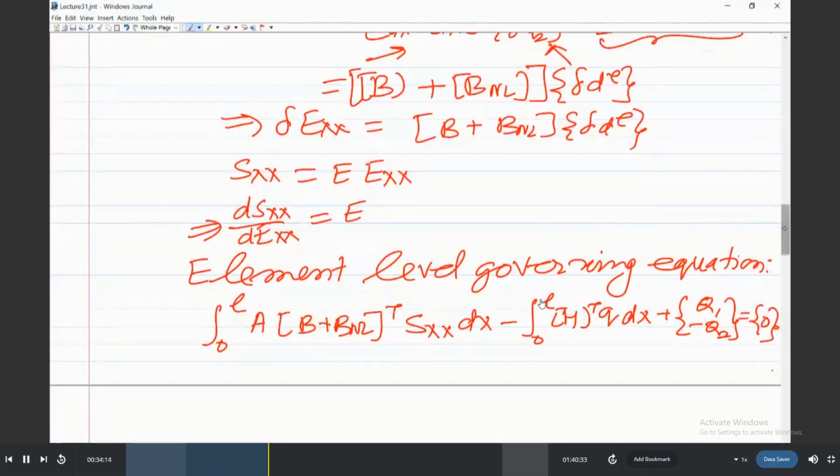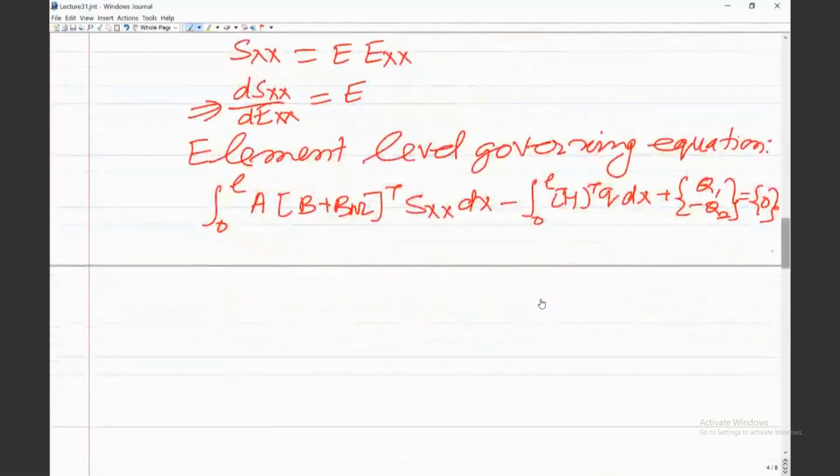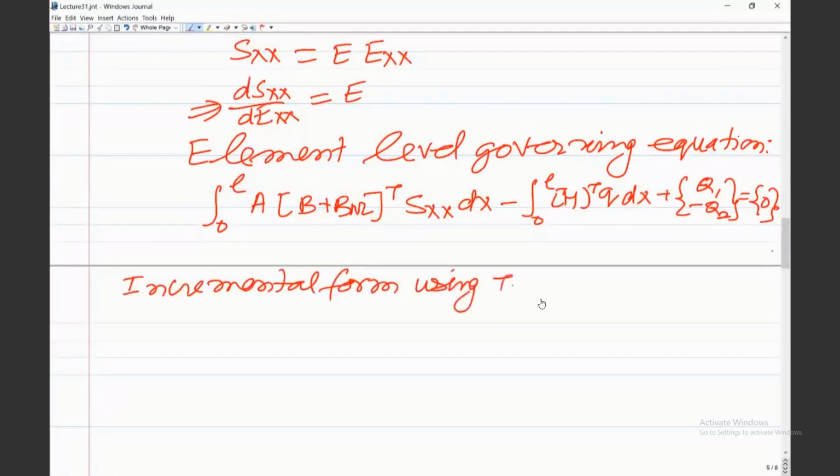It is a nonlinear equation, and we want to solve it using the Newton-Raphson method. So we write its incremental form using Taylor series expansion, as we did at the start of this lecture. So the incremental form using Taylor series expansion will be the way we did earlier.